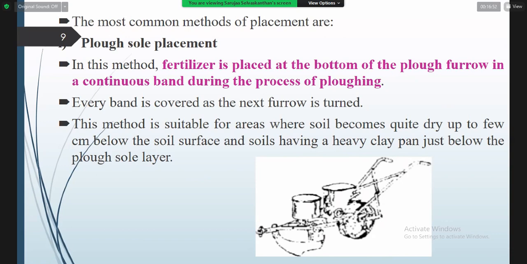This method is suitable for areas where the soil quickly dries up to a few centimeters below the soil surface, and where the soil has a clayey layer just below the plow sole layer. That type of soil is where we can use this method.